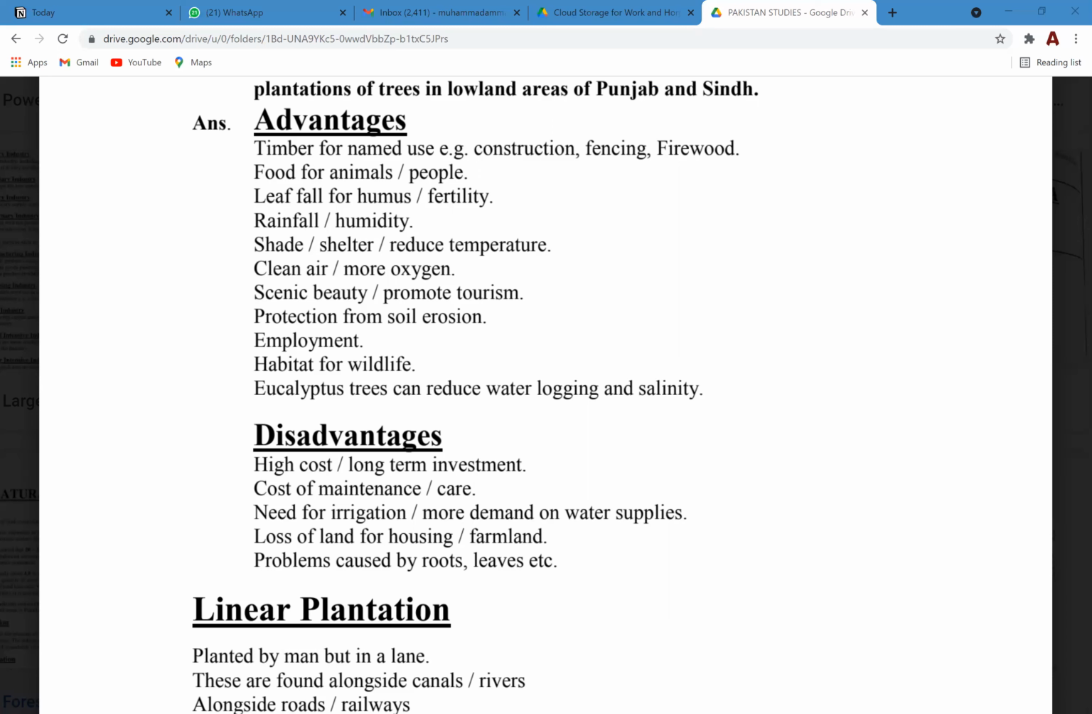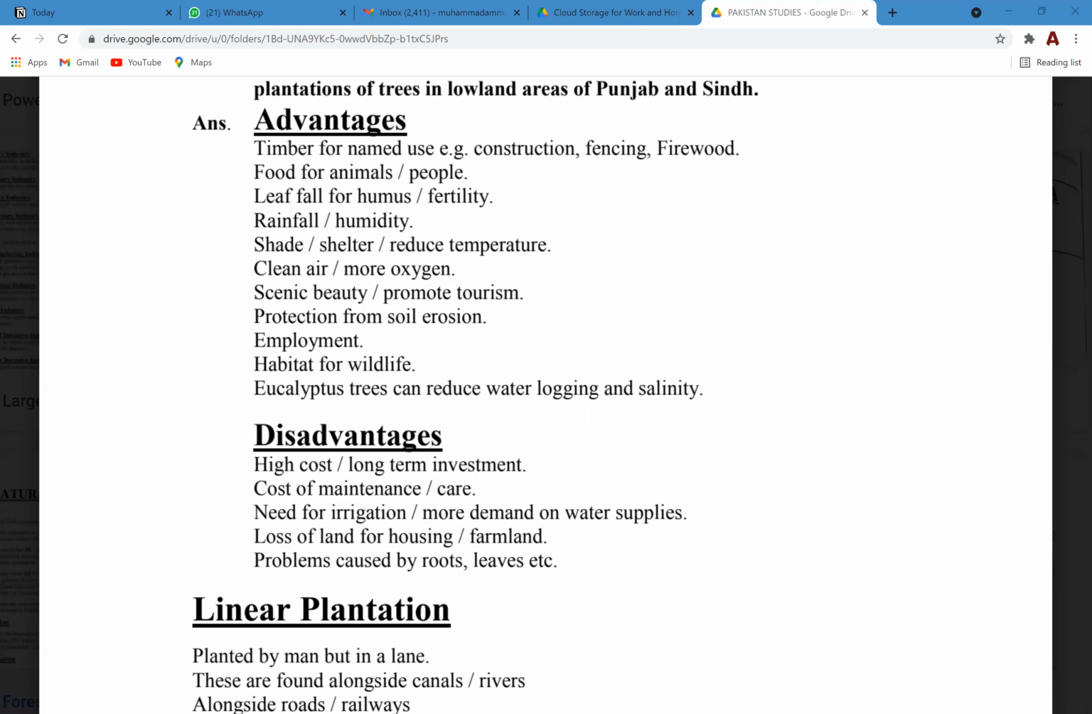All right, let's continue. 3 points for advantages. Any 3 points. You can pick up the best ones. Timber. You can write about the production of wood, but also write some examples. For example, timber is used for construction, fencing, firewood, furniture making, furnishing, and everything. Food for animals, leaf fall for humus and fertility, clean air, scenic beauty, protection from soil erosion, employment.